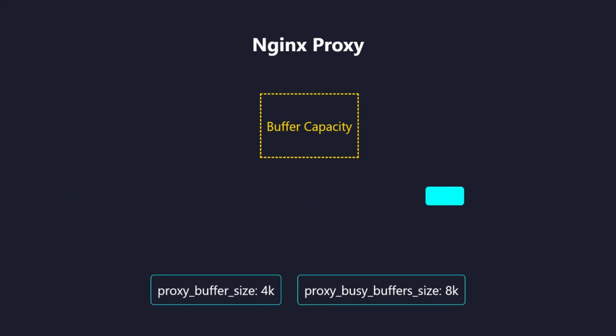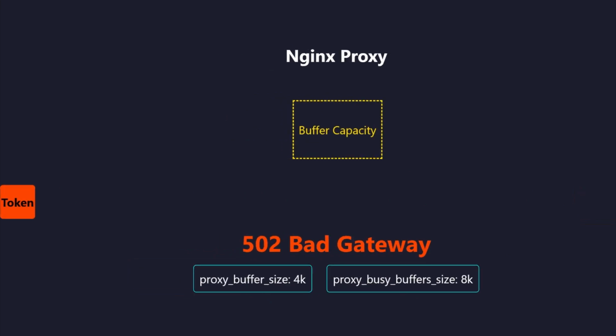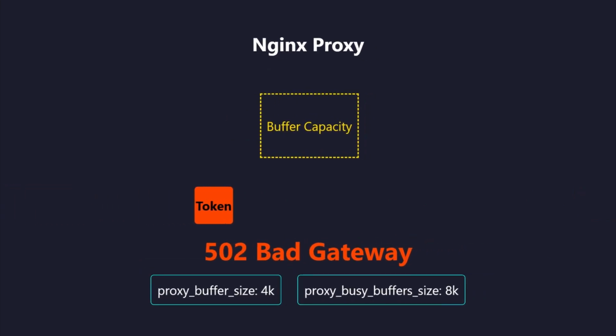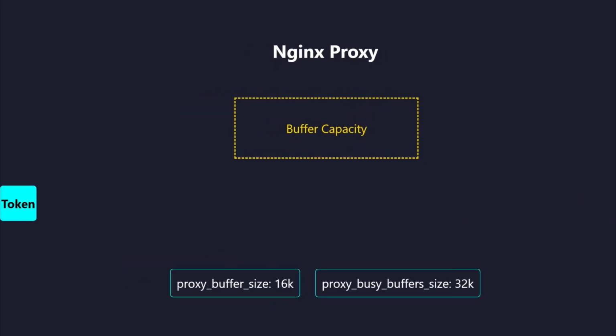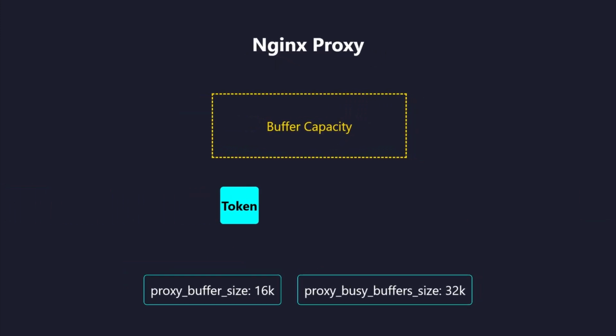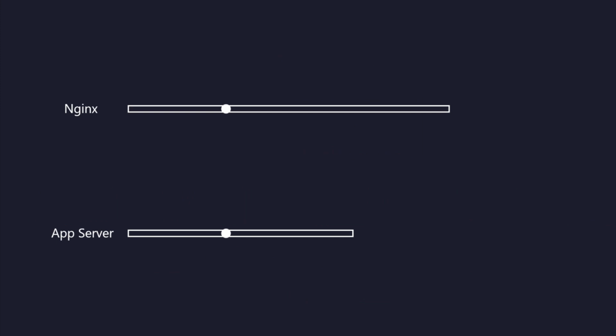502 errors can occur if the application returns headers that are too large for the default Nginx buffers. This is common with authentication tokens, like those from Keycloak. Increase the proxy buffer size and proxy busy buffer size annotations to resolve this.